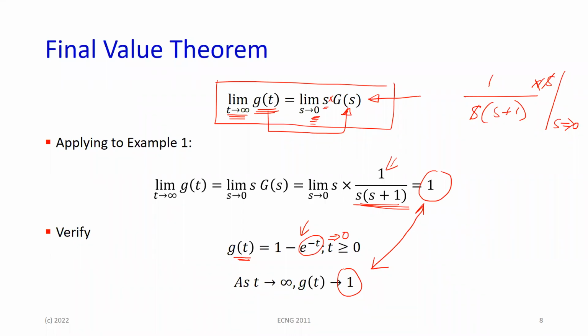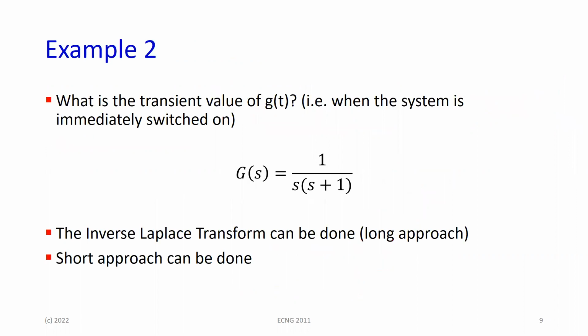Right, so the final value theorem: limit of s G(s) as s goes to 0. What about the other one now? What is the initial value of g(t)? In other words, maybe put initial here, rather than transient, because transient means a changing value. So this is not quite correct here.